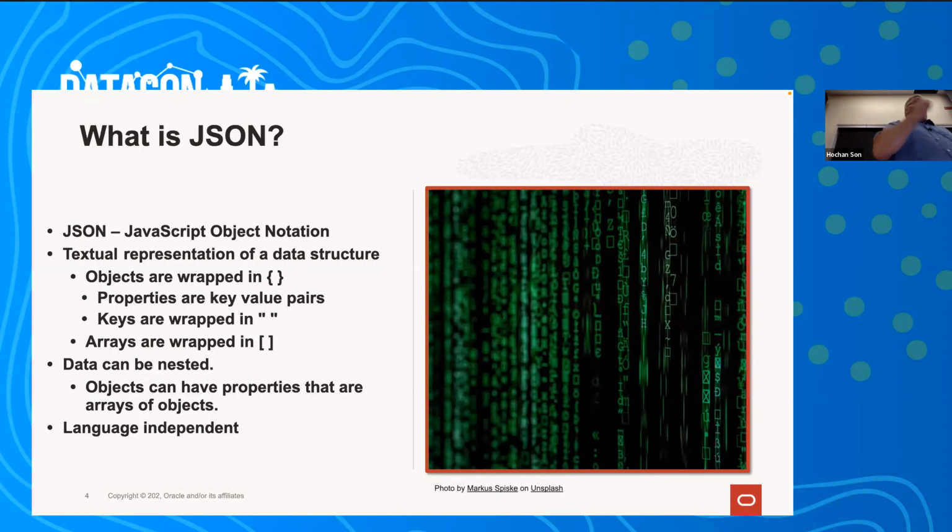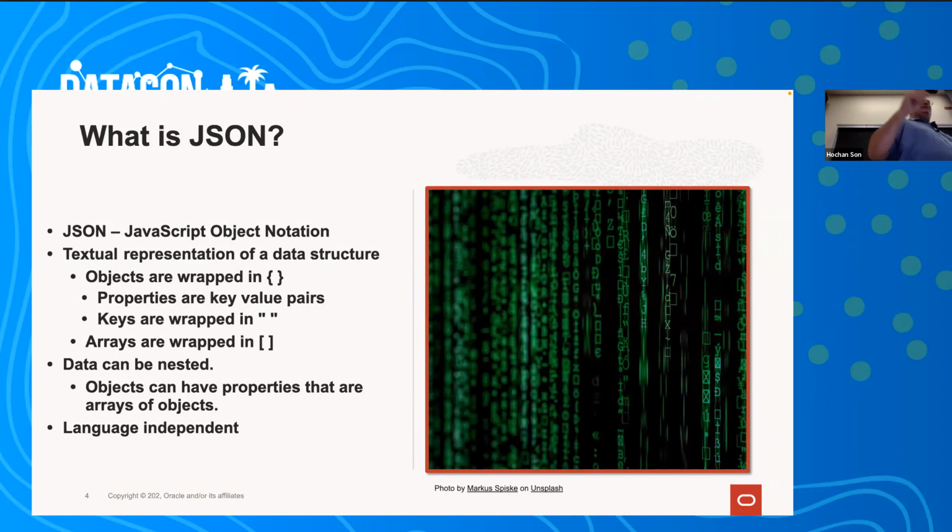Objects are wrapped in curly braces. Objects can have key value pairs where the key is in double quotes. Depending on the data type that's being passed in, the value may or may not need to be quoted. So for example, Booleans are not quoted, numbers are not quoted, strings and dates are. You can have arrays. You can have arrays of objects, you can have arrays of simple values. Those are wrapped in brackets.